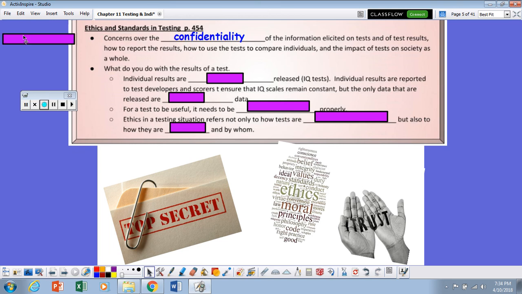Ethics and standards in testing. There are a lot of concerns about confidentiality of the information elicited on tests and test results, how to report results, how to use tests to compare individuals, and the impact of tests on society as a whole. What do you do with the results of a test? Individual results are never supposed to be released. For example, an IQ score is not supposed to be released. Individual results are reported to the test developers to ensure that the IQ scales remain constant, but the only data that are released are grouped data. So we look at individuals who are of a certain age and how they scored on that kind of test.